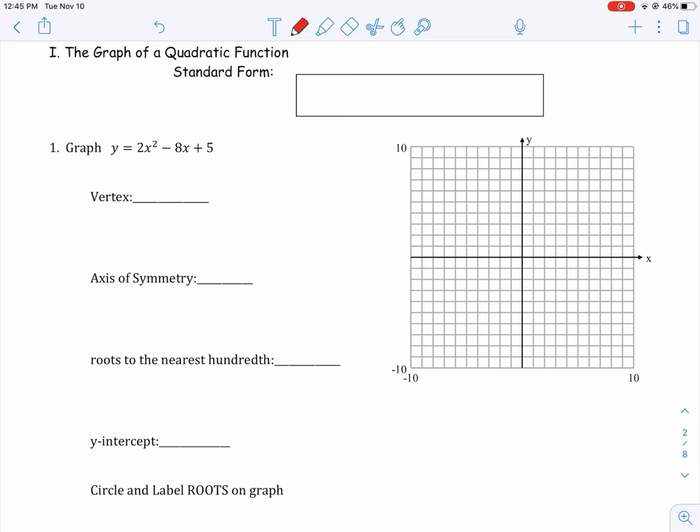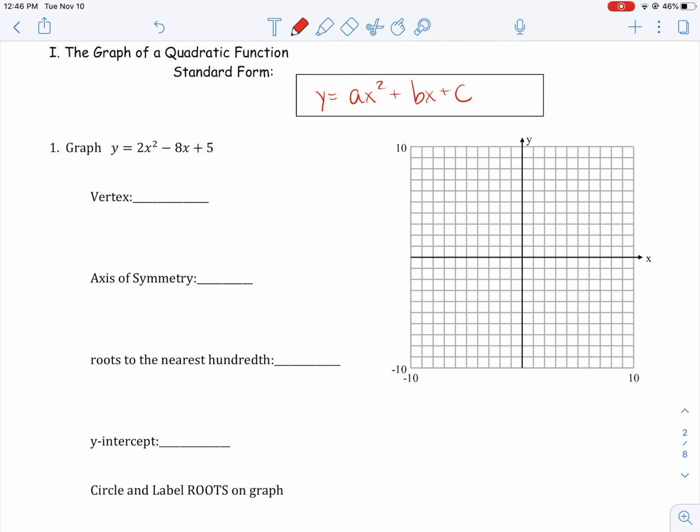So, the graph of a quadratic function. Remember, this is standard form right here, which means, again, we go from highest degree to lowest, right? And as you can see, we have an a, b, and c. These are the values that fall before your x variable, and c is just your constant that falls at the end. In this case, we have y equals 2x squared minus 8x plus 5.